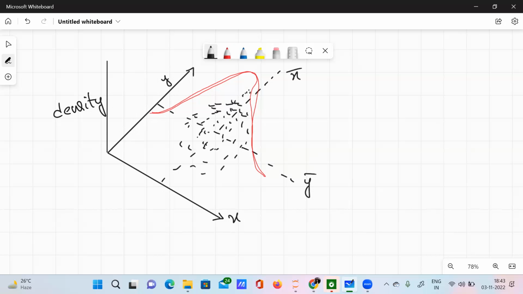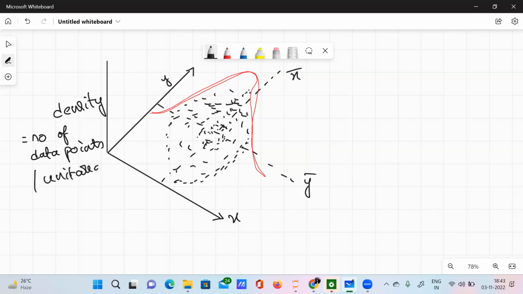All the data points that are lying far away from the mean, that is the central values, are of low density, and the data points that are lying closer to the central value are of higher density. So what is this density here? The density is nothing but the number of data points per unit area. So that's one of the axes here.